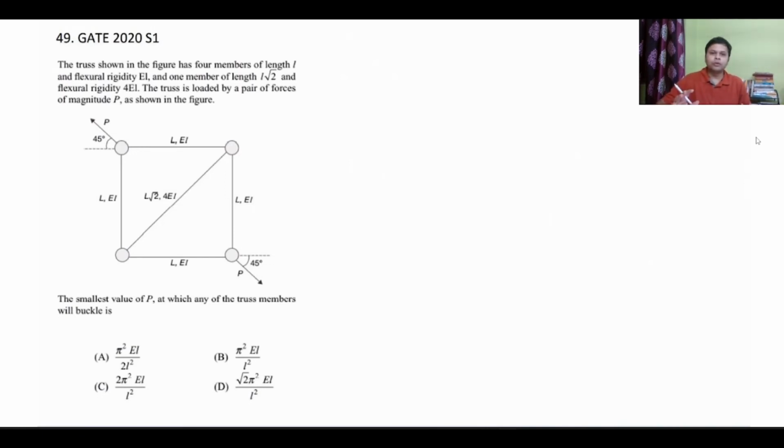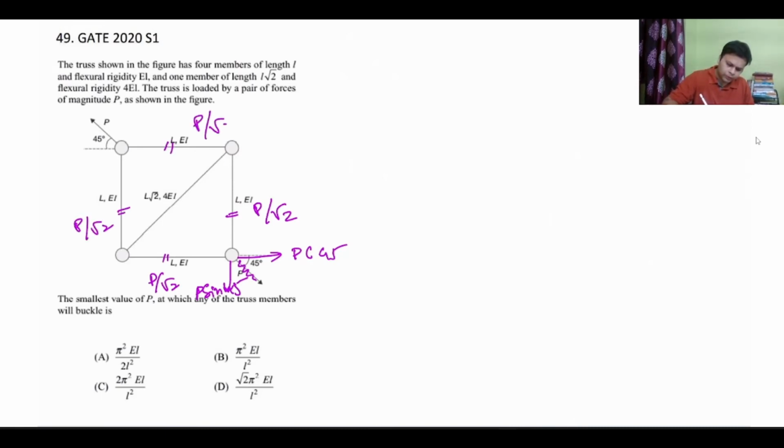So basically this is a question which is a combination of truss and strength of materials. We'll borrow a concept from the chapter of columns from strength of materials. Before that, let us try to understand what will be the forces in each member. If this is force P, I can resolve it into P cos 45 and P sin 45 in both the directions, so both of them are P by root 2. So the force in this member is P by root 2 and the force in this member is also P by root 2. Similarly, the force in this member is P by root 2 and in this member is also P by root 2.